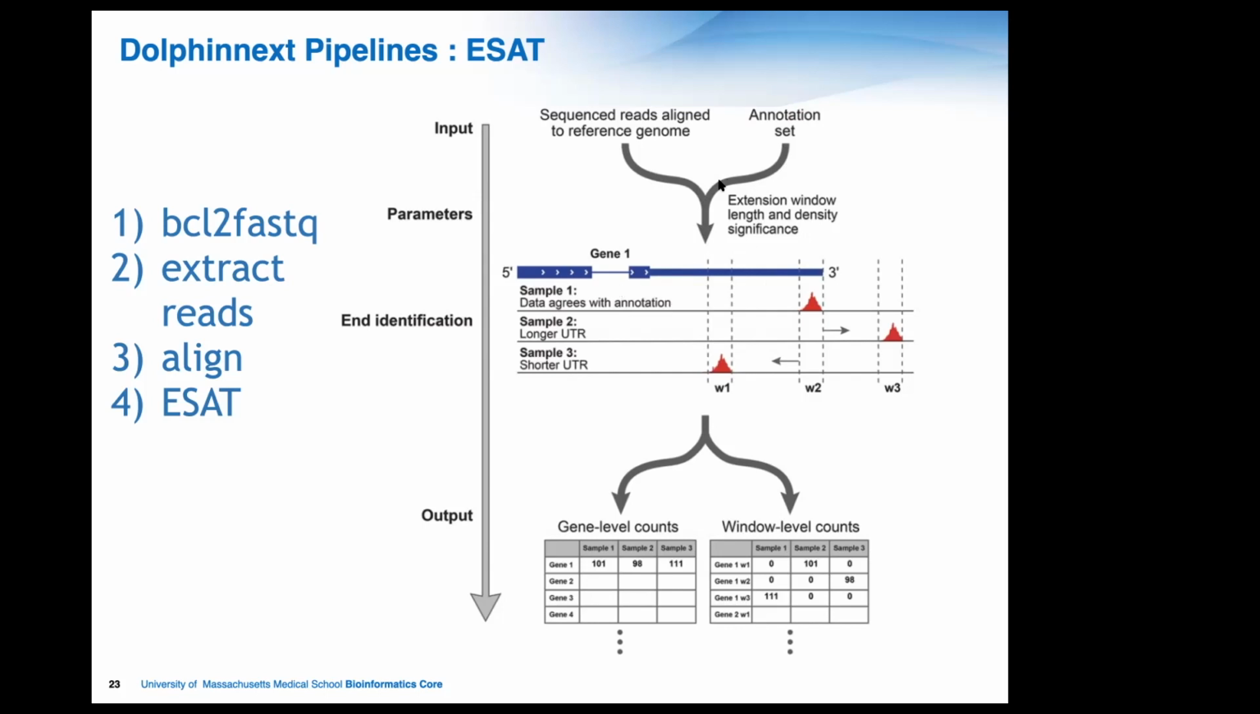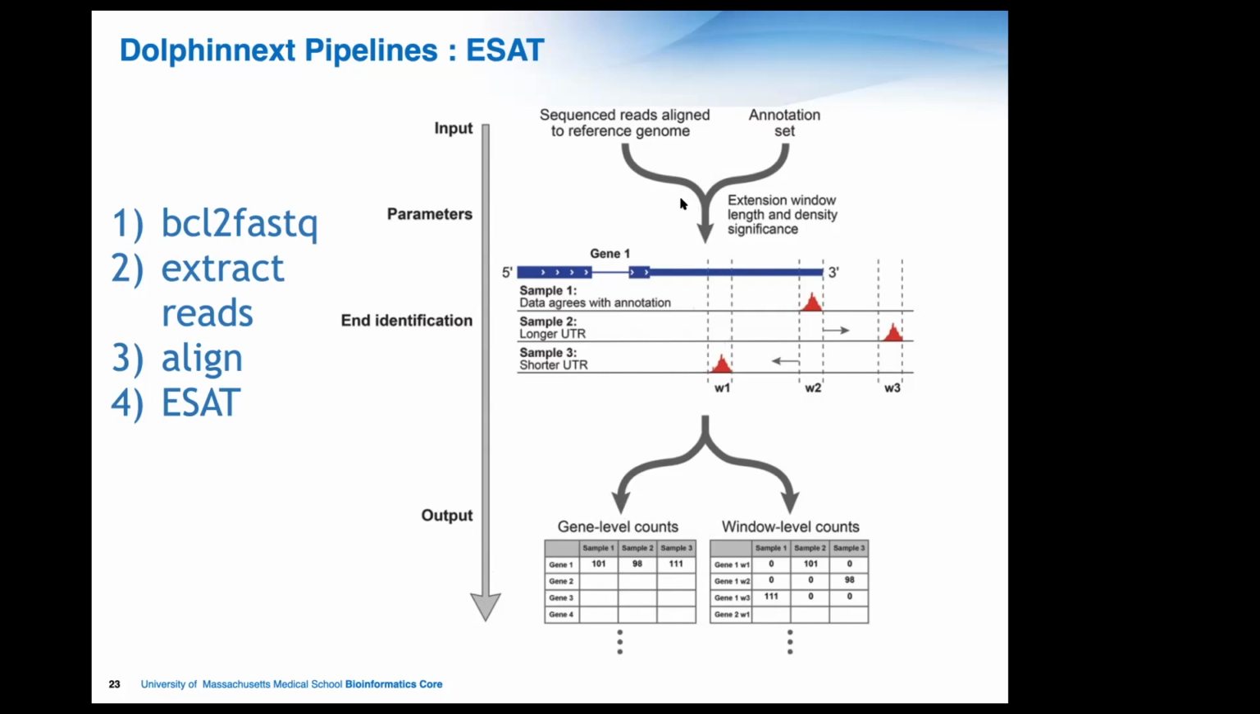So ESAT will take in your aligned file and some annotation file that tells you what regions of the genome are what genes, and then it will map each of these reads to that reference. And it will build a gene level count. So in the bottom left corner, you can see that we have columns that are samples, rows that are genes. This is the digital gene expression matrix that we were talking about before.